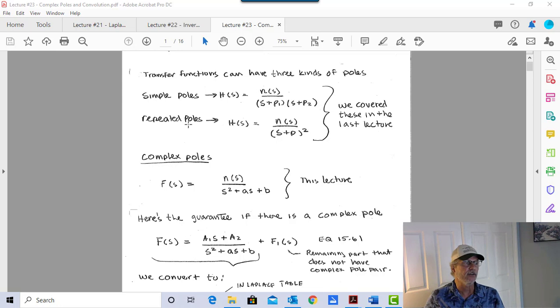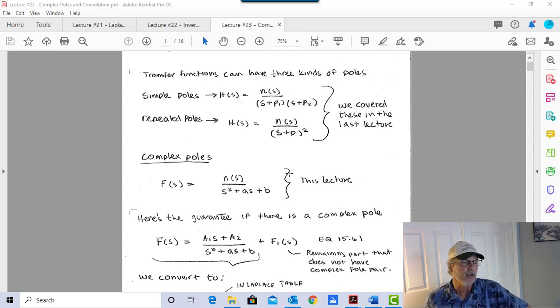We had another guarantee for repeated poles. It was a different guarantee, but it was a guarantee, and we can again use the guarantee equation to calculate those unknown values on the right-hand side. So now we're going to look at the guarantee for complex poles. And let me just remind you, if you are going to be able to use a cheat sheet on your exam, write down your guarantees, because those are going to be your roadmap through this partial fraction process.